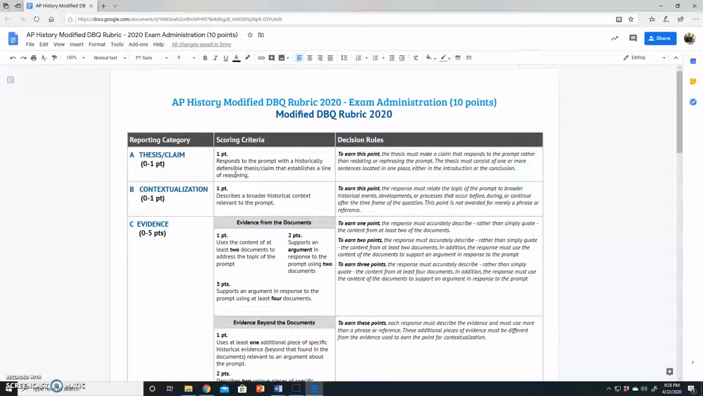I've never seen a kid pass a DBQ without the thesis point, and it's because your whole essay derives around that: can they create an argument, and can they use the documents to support that argument? So this is an extremely important point.